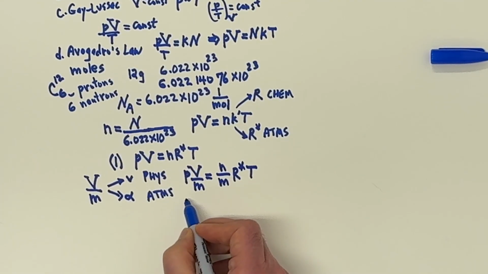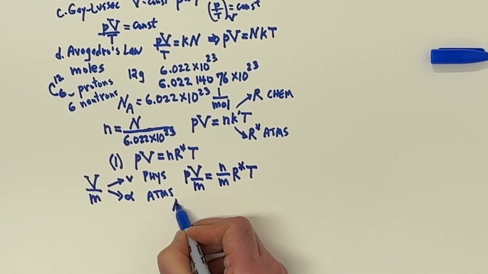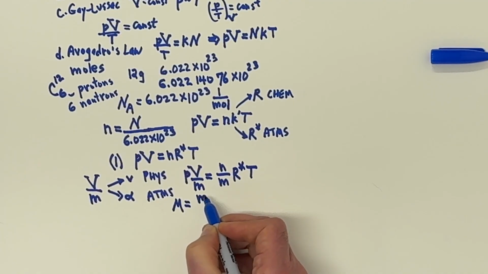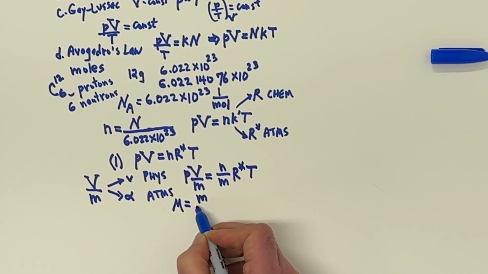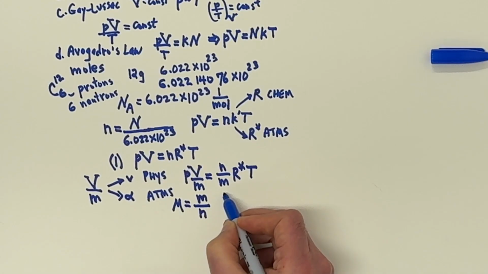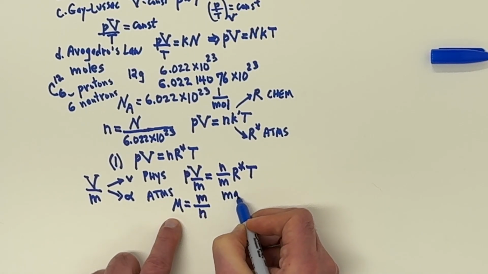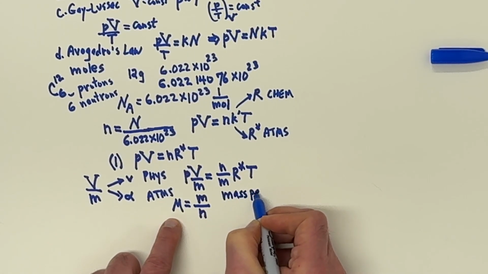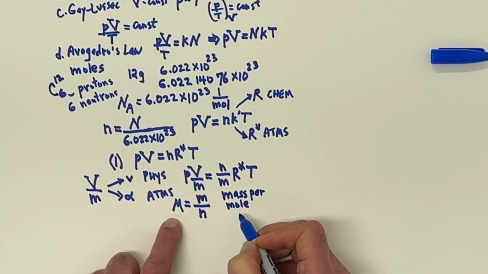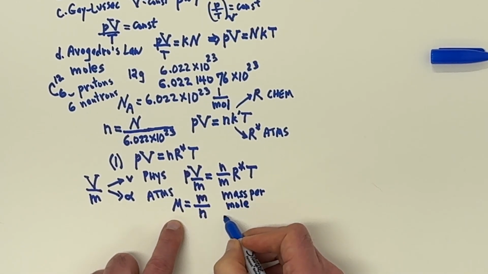Now what we would like to do is have the mass, big M, be the mass per mole. So that's going to be the mass that we have, and we're going to divide that by the number of moles. So this is the mass per mole, and that's also called the molar mass.